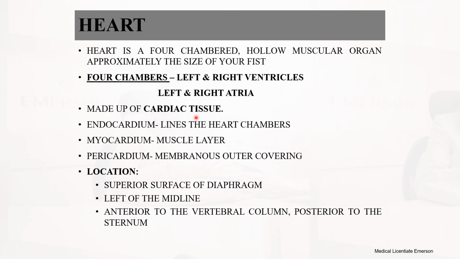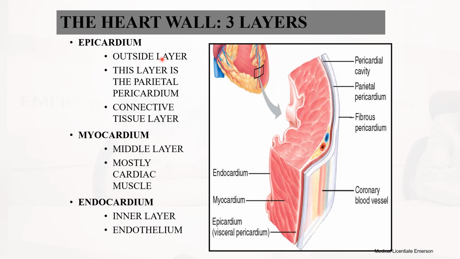Okay, then in terms of the layers of the heart, you have the endocardium, which lines the heart chambers. Then you have the myocardium, which is the muscle layer. Then you have the pericardium, which is the membranous outer covering. The location of the heart, of course, is found on the superior surface of the diaphragm on the left side of the midline, and it is anterior to the vertebral column, then posterior to the sternum. Okay, that's the heart.